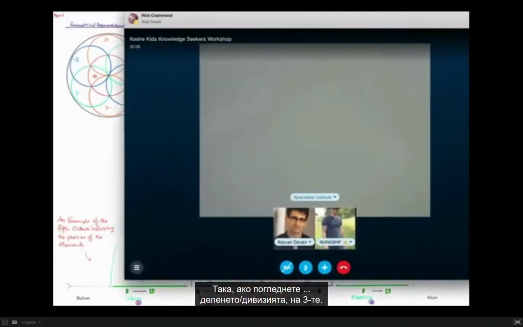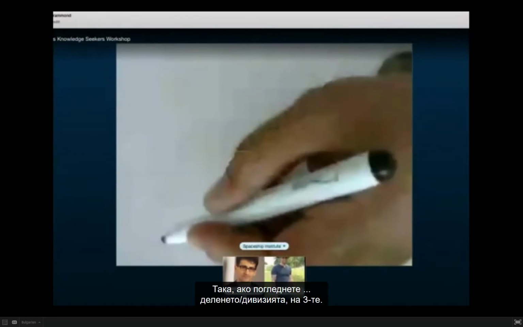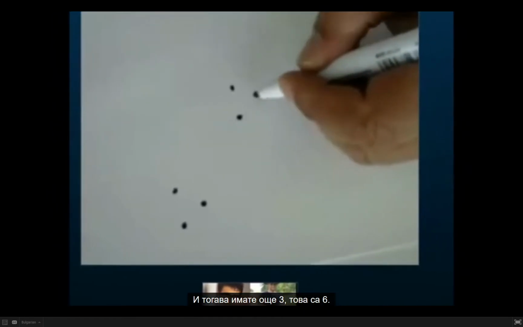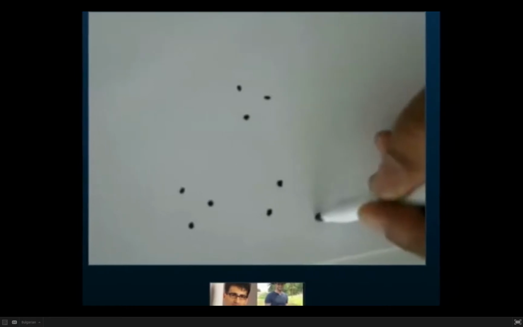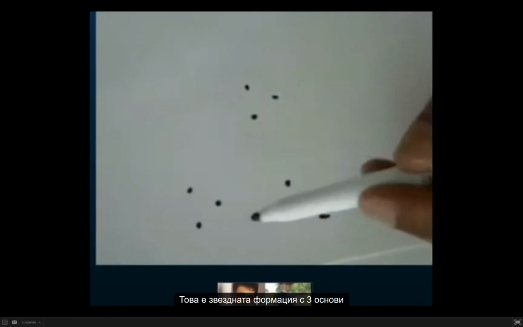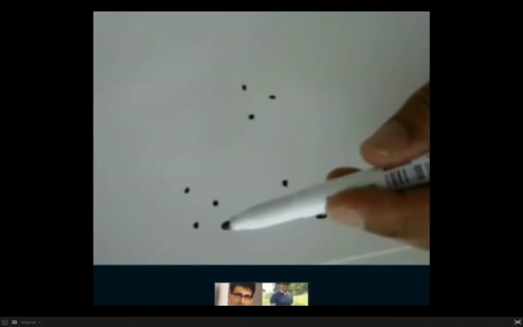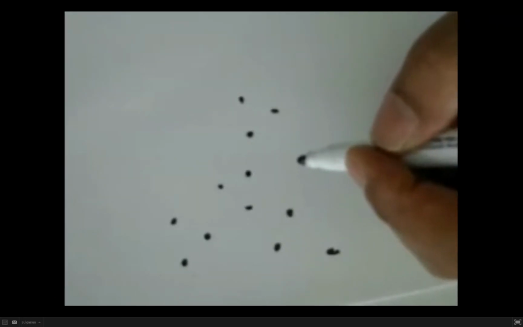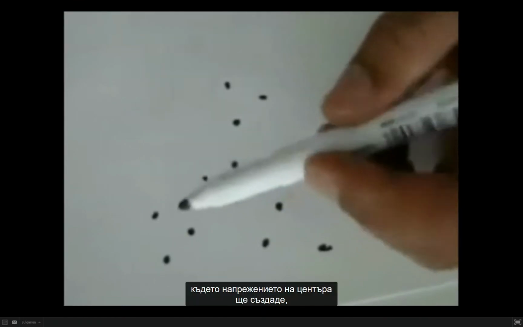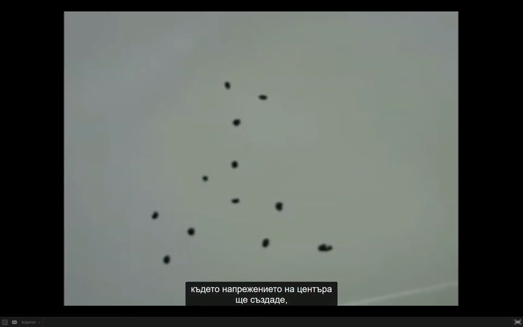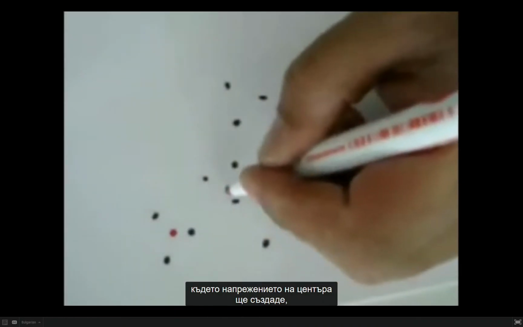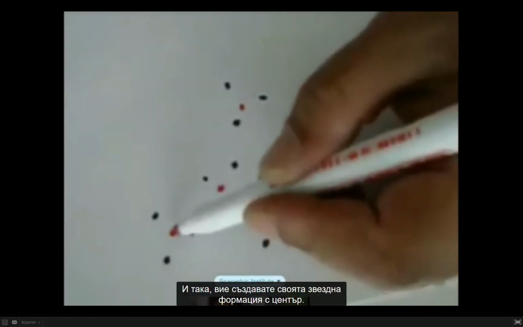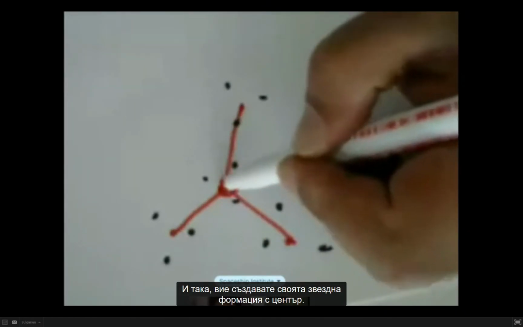Bring it in here. So if you look at the division of 3, and then you have another 3, that's 6. That's another 3, that's 9. This is your 3-base star formation. And then you have a 3 in the center, where the pressure of the center will create 3 centers and 1 center of itself. So you create your star formation with a center.